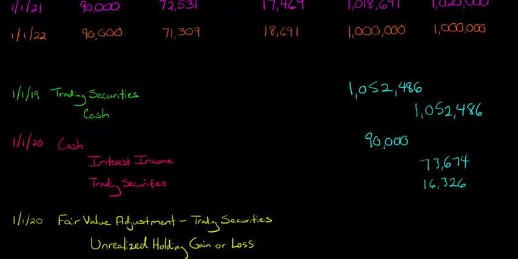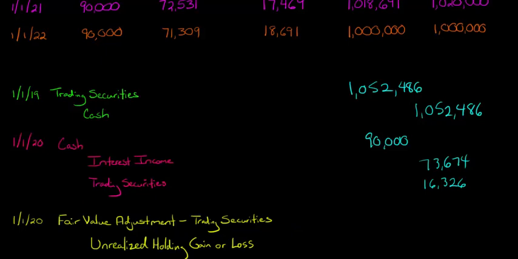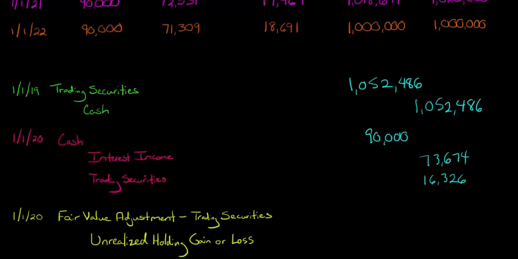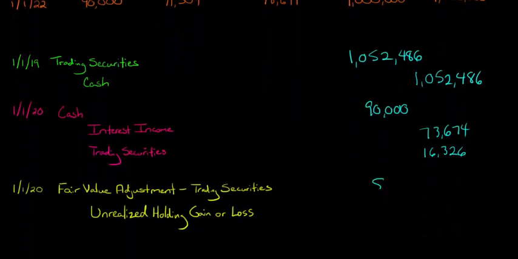So what we're going to do is debit fair value adjustment to the trading securities. That goes on the balance sheet and increases the trading securities account, so that asset will be increased. We're just marking it to market. Then we're going to have an unrealized holding gain, so we credit the account unrealized holding gain or loss, and it's going to be a gain. How much is it going to be for? We just take the difference of these two amounts: the $1,037,000 fair value minus the amortized cost of $1,036,160. That gives us $840, the difference between those two. So this is $840 that we're going to be crediting.